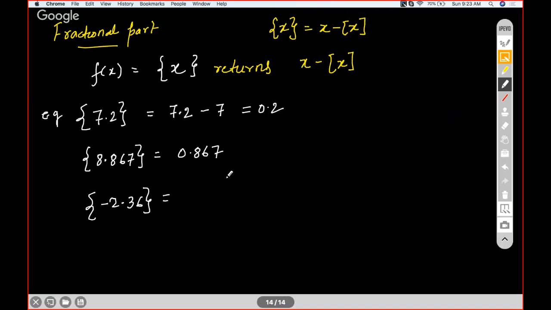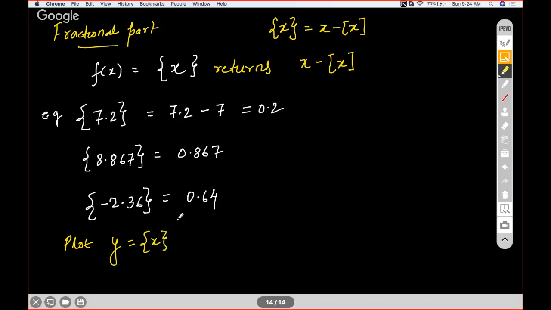It'll be the greatest integer lesser than or equal to x. So lesser than that would be minus 2.36 minus of minus 3. So 3 minus 2.36, that's 0.64. Absolutely correct.